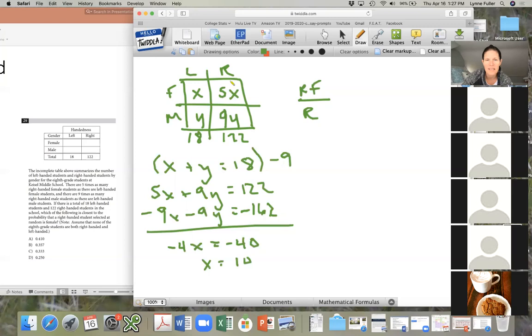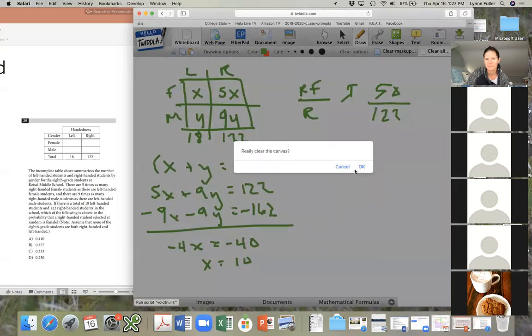So then if I plug it in for right-handed females, 5 times 10 is 50. Sorry, my little pen is not working great today. I don't know why. So here's 50 over 122. So 50 divided by 122 would give us 0.41 as our answer. So A would be our answer. Okay, so that's a more complicated version of that problem.